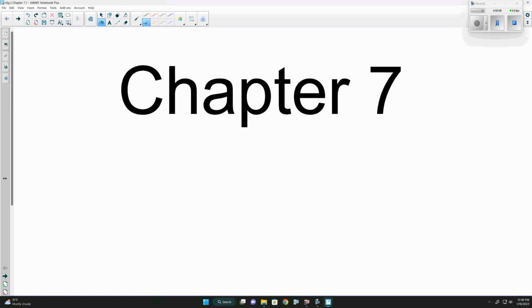Now, we're starting chapter 7 today. So today's going to be the first day of chapter 7. Chapter 7 is going to be going over rational equations. Well, rational ratios, so we're talking about fractions. And the biggest thing with this is that the variables will be in the bottom of the fraction.